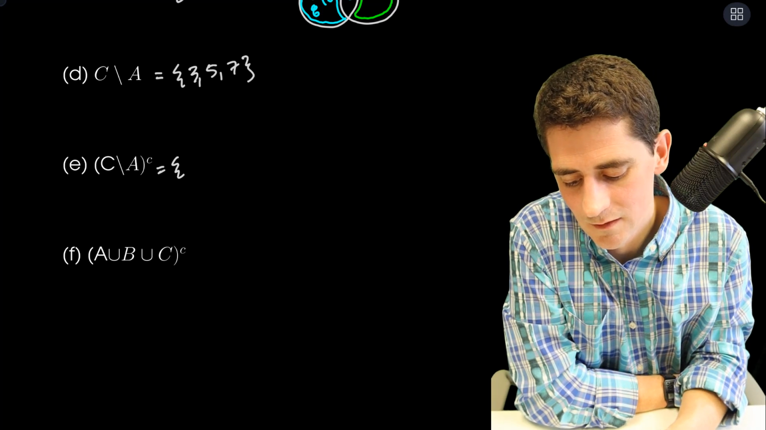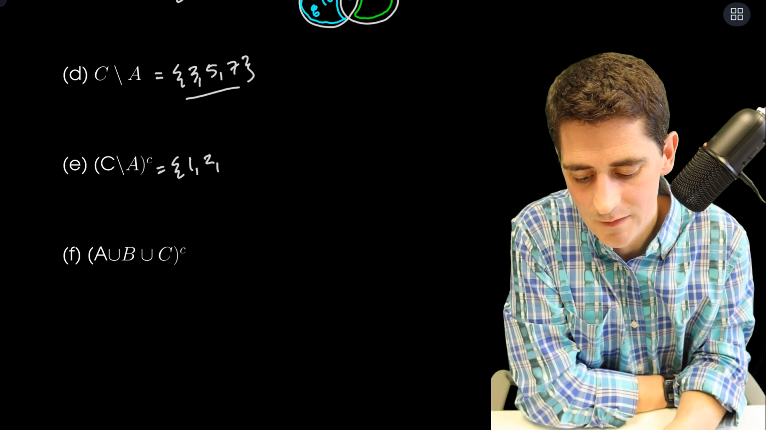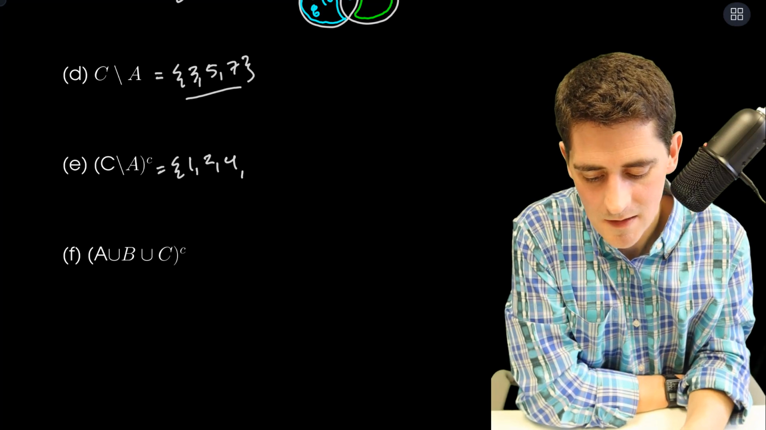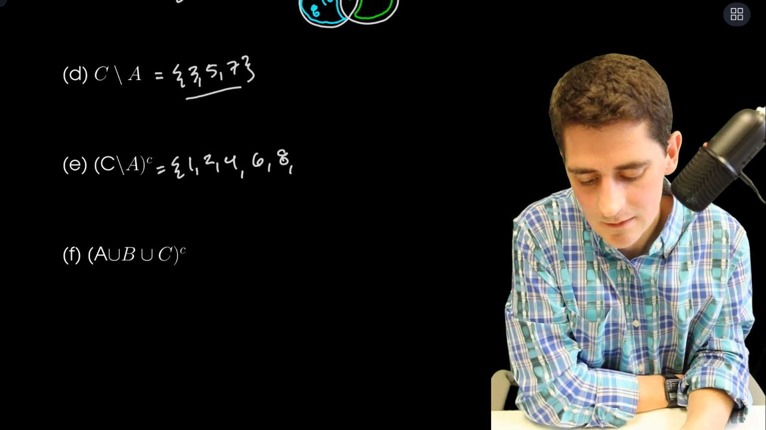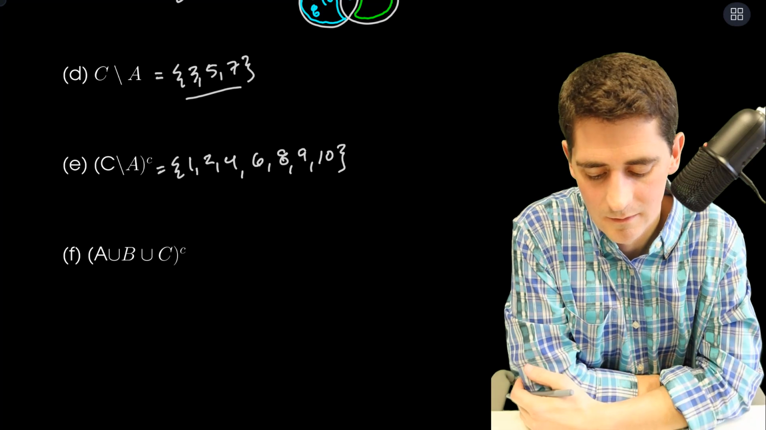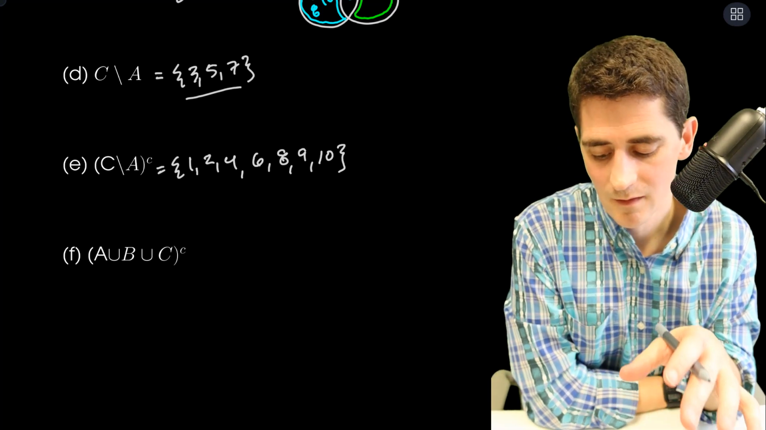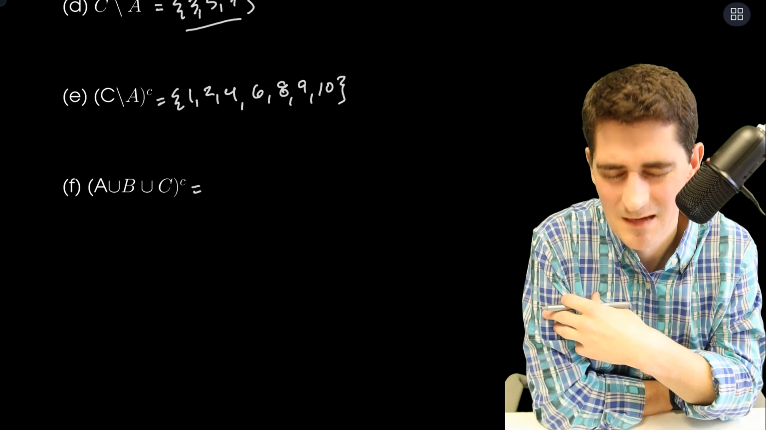Okay, so that means I want 1, 2. I don't want 3 because 3 is in this set up here. Okay, does it make sense? 4, 5, don't want 5. 6, don't want 7. 8, 9, 10. Okay, there we go. There is the stuff that's in my universal set that's not in C throw out A, or C minus A. Okay, let's try that again.